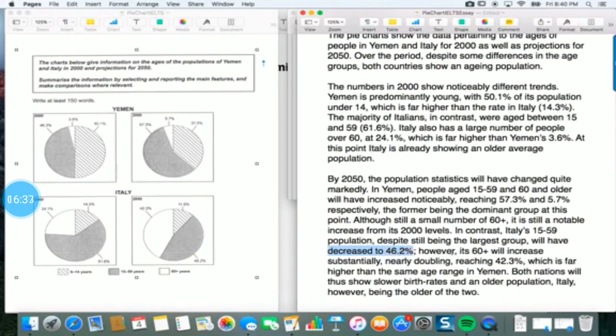So again, the trend and the data. And I've added this little part in here. So yes, even though the 15 to 59 group has dropped, it is still the largest. Again, that's one of the nice things in your writing, is to show that small but important detail. That's how you get those higher scores. Moving on, a nice little semicolon here. However, its 60 plus will increase substantially, nearly doubling, reaching 42.3%.